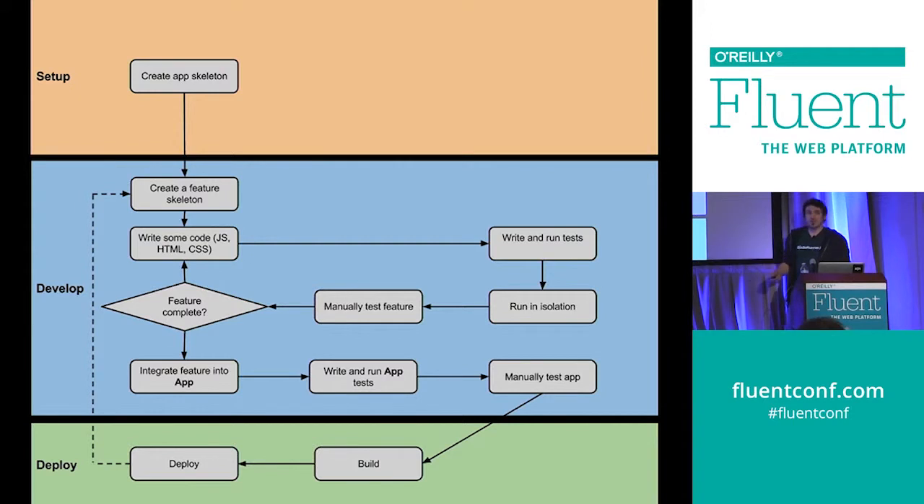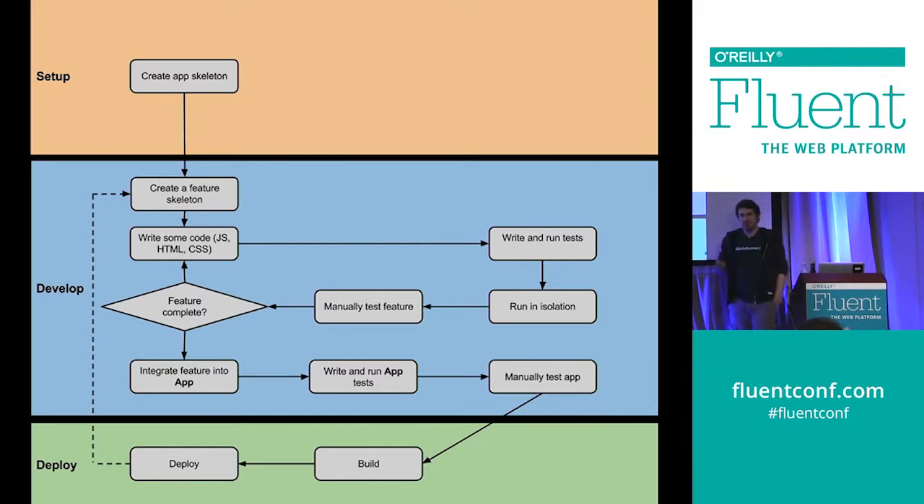So this is the general workflow, which probably fits well with what most people do. The tooling allows us to create an application skeleton. So we're going to create a new project. Let's kick off by creating an application skeleton. We're going to create a new feature. Let's create that feature skeleton. So that gives us basic HTML, CSS, JavaScript, the file structure we need there. If we're doing TDD, we might write our tests first. Or we'll change our HTML, JavaScript, CSS, write and run some tests, and then we'll run this feature in isolation.